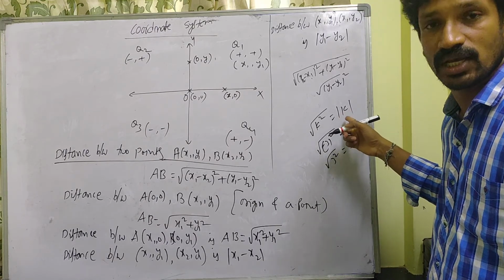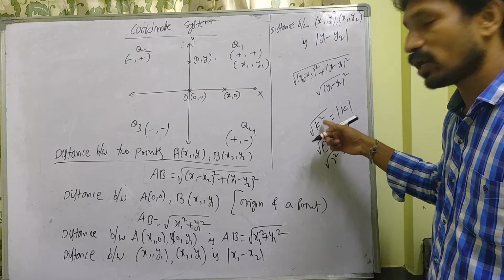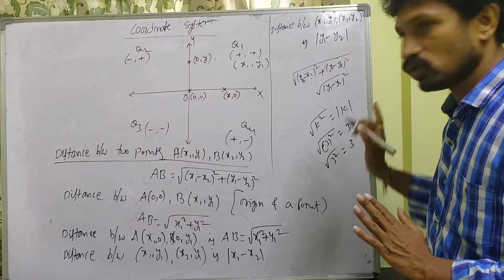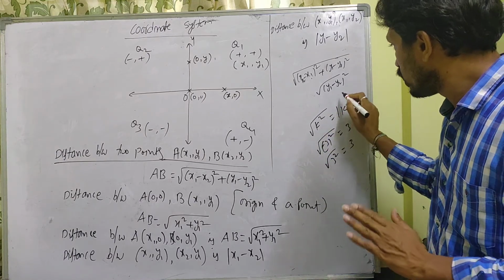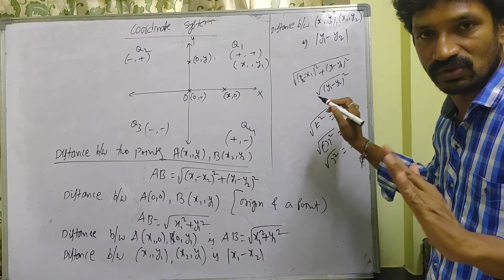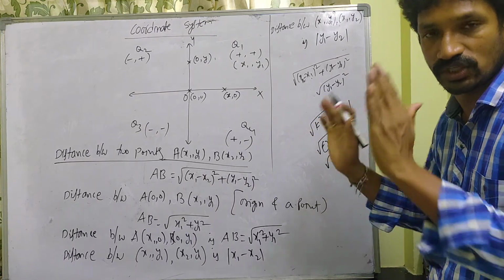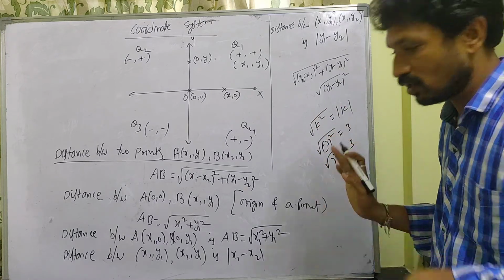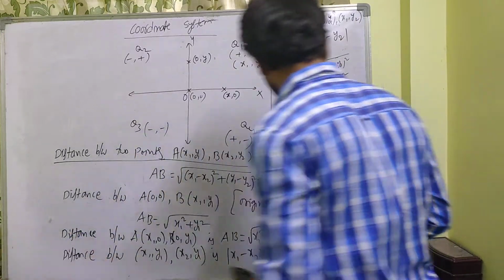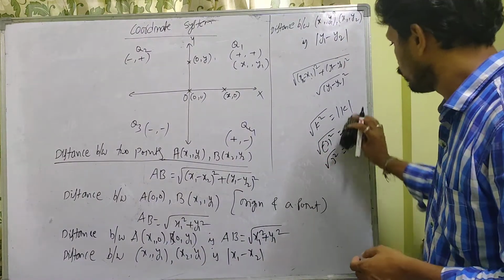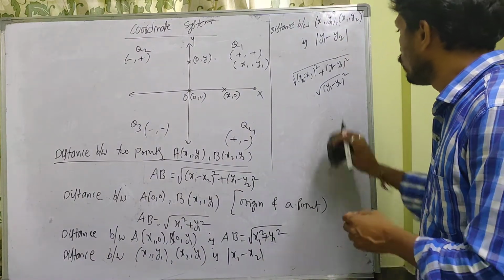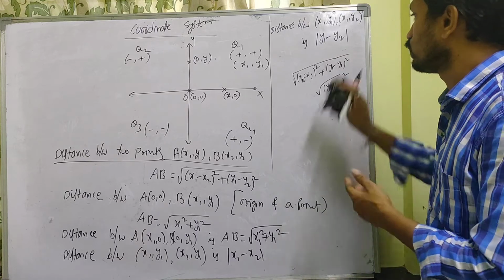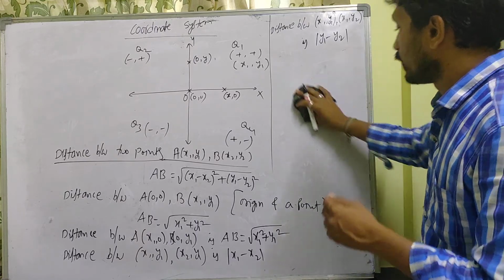Why? Because modulus, either it is positive or negative, we should consider positive only. So whenever you have root x square, root y square, root a square, root b square, just you write mod a. Don't write a or k or x or y. Okay, if you know exactly the number, then you write the positive number. So here what is the value? Modulus of y1 minus y2.